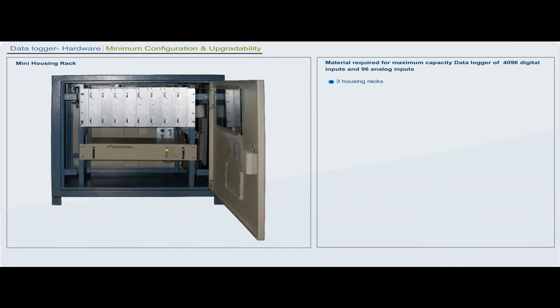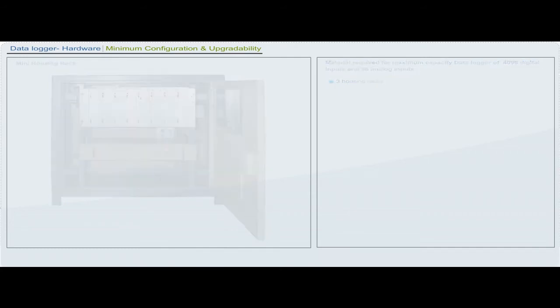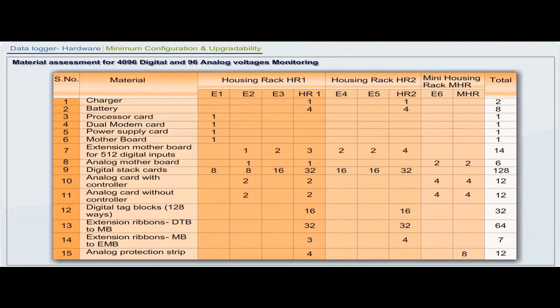Mini housing rack for analog inputs. Euro rack 6, 64 analog inputs. Table for material assessment for 4096 digital and 96 analog voltages monitoring. Data logging of electronic interlocking.